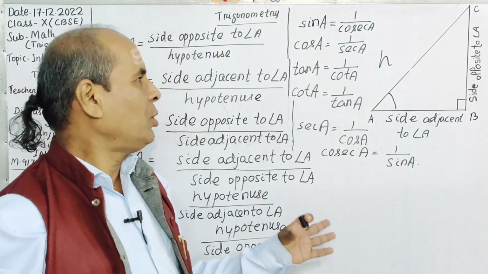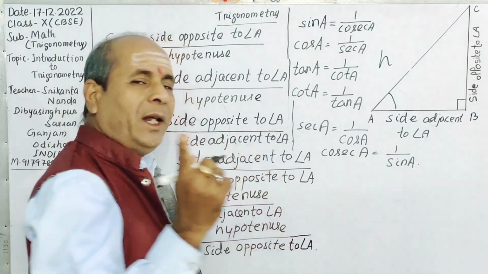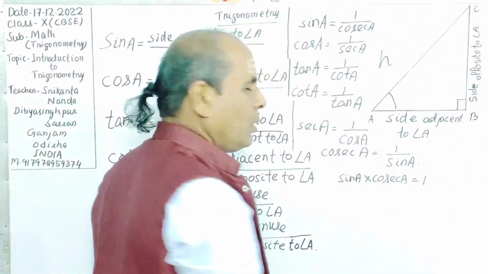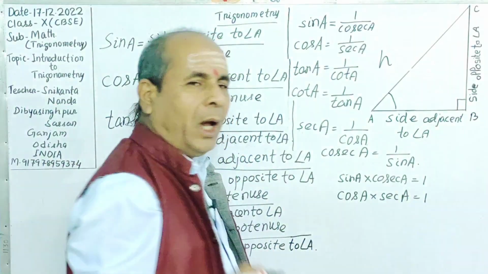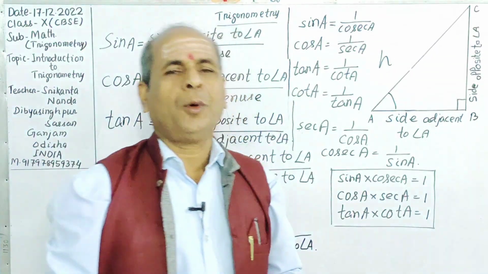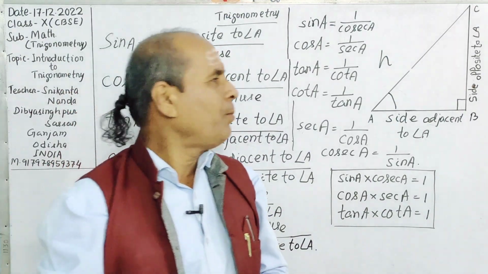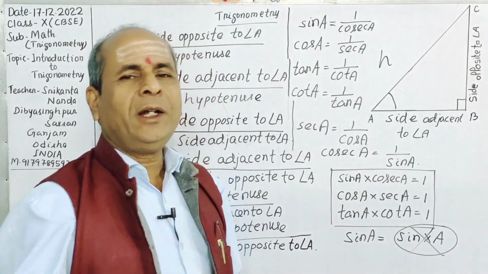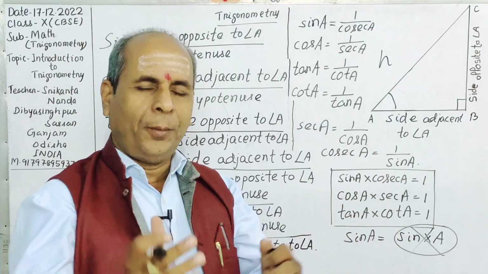So from all these we get 3 new formulae: sin A into cosec A is equal to 1. Similarly, cos A into sec A is equal to 1. And tan A into cot A is equal to 1. You can say they are formulae. One thing we have to consider here is that sin A doesn't mean sin into A. It is the sine of angle A. It is the sine ratio of angle A.